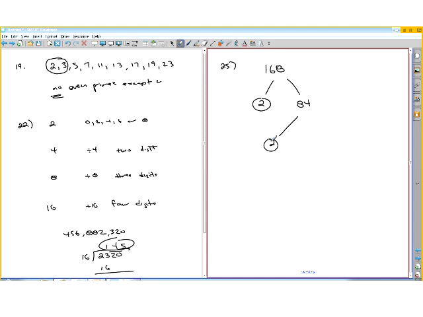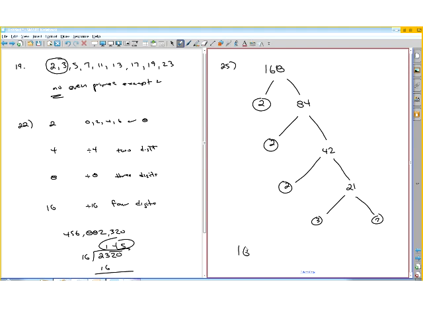Is that an even number? Yes, so it's divisible by 2. 84 divided by 2 is 42. Still an even number, so we can divide by 2 again, and we get 21. Now it's odd, so we can't divide by 2, so let's go to 3. Can you divide 21 by 3? Yes. What's the result? 7. 7 is a prime number, so now we have our prime factorization.